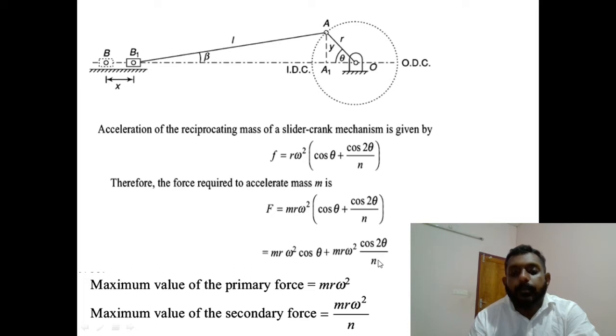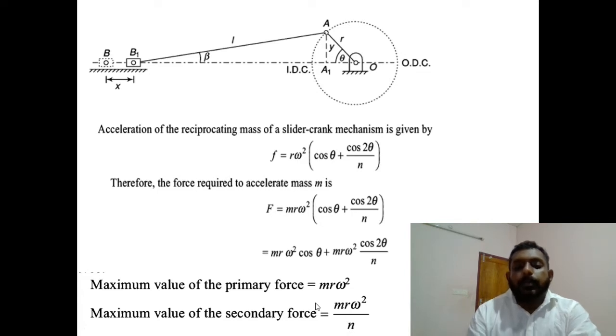So F is now the sum of two components. One is m r omega square cos theta, another is m r omega square cos 2 theta divided by n. We can name the first component as the primary force and the second component as the secondary force. Obviously, the maximum value of the primary force is m r omega square and of the secondary force is m r omega square divided by n.